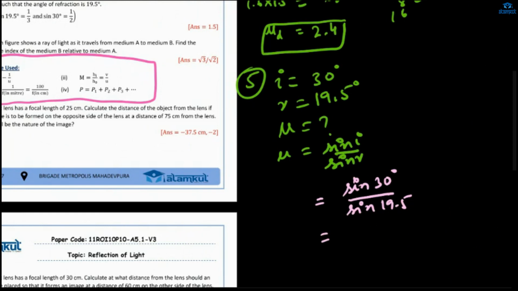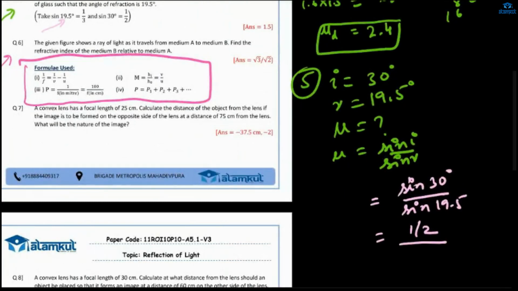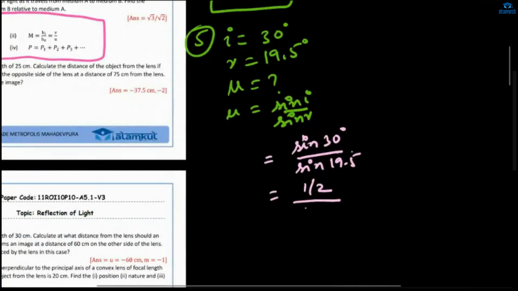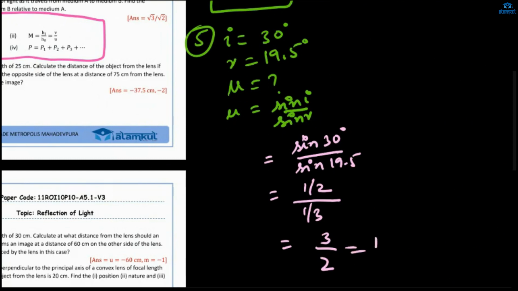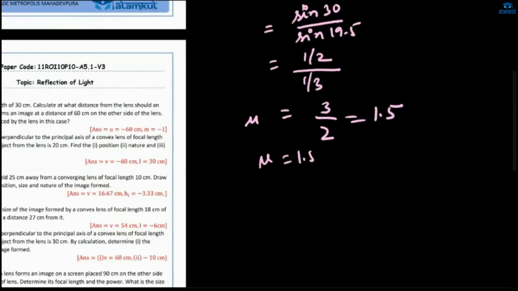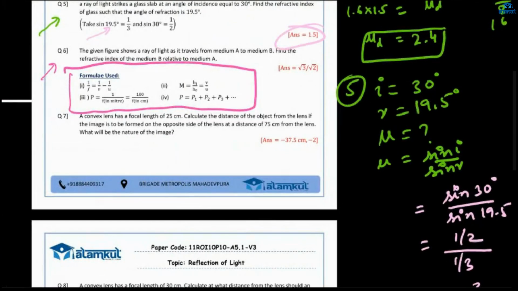As you already know, sin 30 is 0.5, right? 1 by 2. Sin 30 is 1 by 2. Okay, so we'll take it 1 by 2, and it's already given in the question, take sin 19.5 as 1 by 3. So it will be 1 by 3. 3 will go to the numerator and 1 will go to the denominator. So it will be 3 by 2, which will be 1.5. Mu will be equal to 1.5. Is it 1.5? Yes, 1.5.